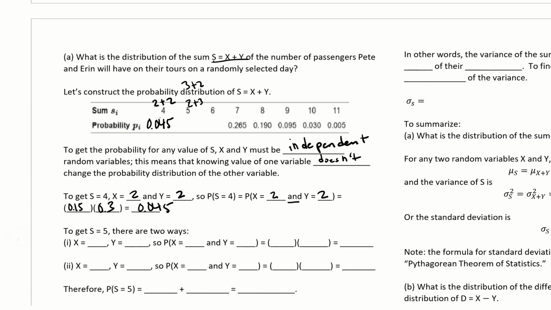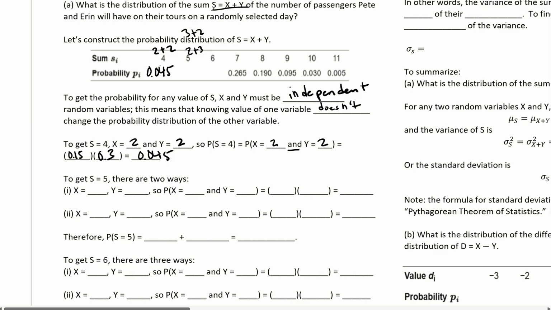So now to get s equals 5, we said there are two ways, 2 plus 3 and 3 plus 2, okay? So x equals 2, y equals 3, or x equals 3, y equals 2. There's two ways. So we're going to have to combine the two ways with addition, okay? But to get each individual way, we have to do multiplication. Okay, so x equals 2, y equals 3 means we multiply those. So you go back to the table for Pete, x equals 2 was probability of 0.15. For Aaron, y equals 3, the probability was 0.4. Okay, I'm not going to go back to the table, just go back to it yourself and find it. So 0.06.